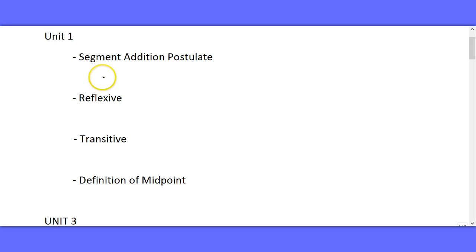These are examples for our reasons for proof. These are not the actual definitions or theorems. These are just examples of how we would use these reasons on a proof. Our first one, using the segment addition postulate.